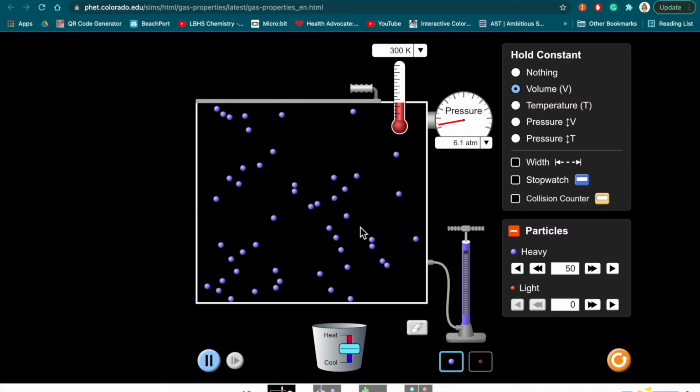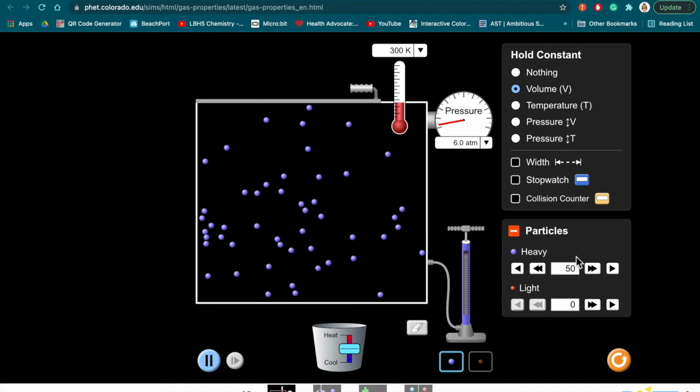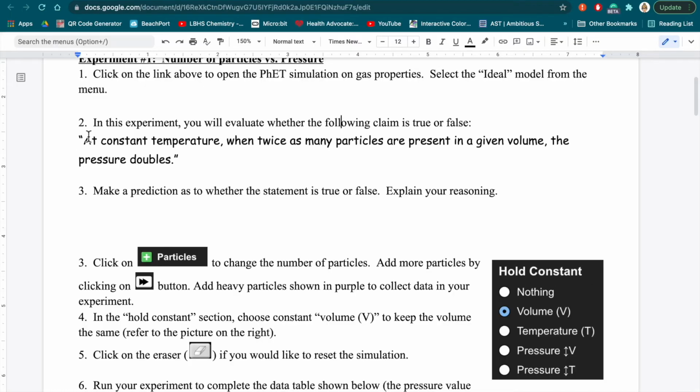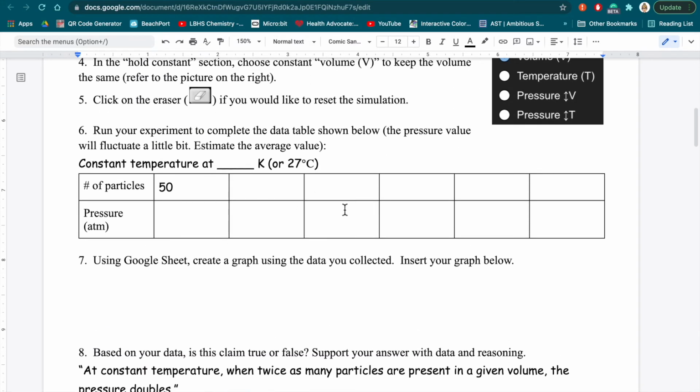Then you're going to redo this. You're going to add or subtract some particles, and you're trying to evaluate this. Twice as many particles, pressure doubles. So you'll need to do a bunch of experiments that show that particles are doubling. So again, you don't necessarily need to do 50, 100. You could do 50, 75, 100, so on and so forth. Then you get a lot of data points that are doubling.